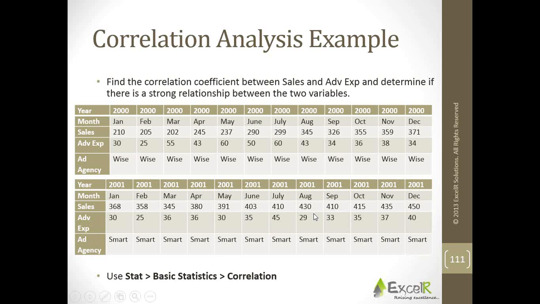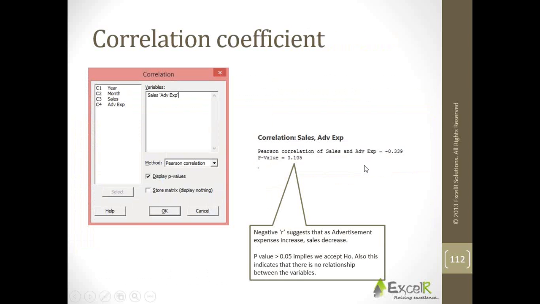So let us discuss the output. The output is shown here. This particular R value is negative. Here is my Pearson correlation coefficient. It is minus, and minus means negative correlation. What does that mean? As my advertisement expenses increase, my sales is going to decrease. That is what this negative sign says.